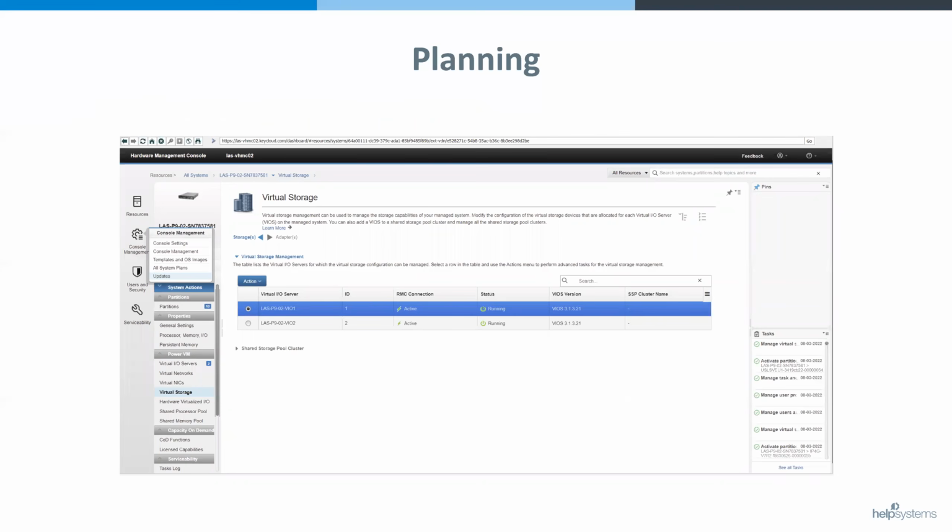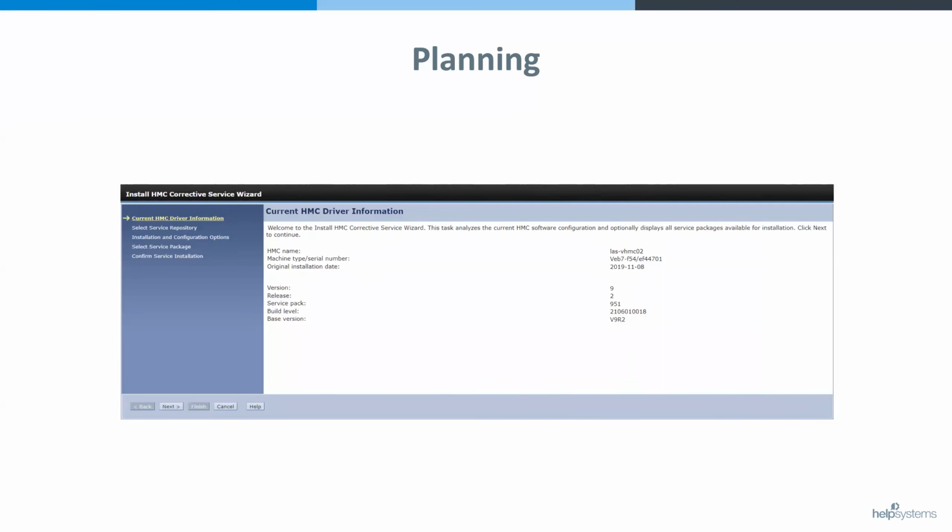If you're using an HMC, again, want to make sure that you're at the appropriate levels there. So from the console management icon on the left-hand side, if you select updates, that will show the HMC level. And in this instance, we're at version 9, release 2, service pack 951. So this would be sufficient in order to do my V7R5 upgrade.